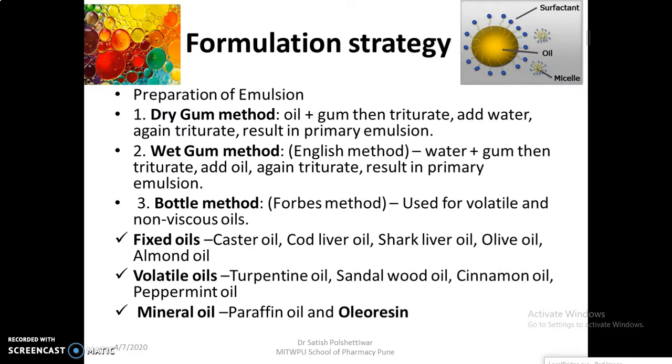Then the bottle method is also there, called the Forbes method, where we use oil. It is used for volatile oils and non-viscous oils. So in the pharmaceutical field we mostly have 4 types of oil.